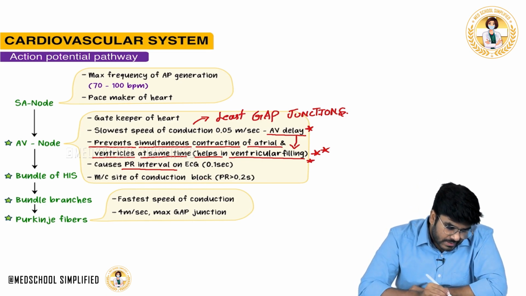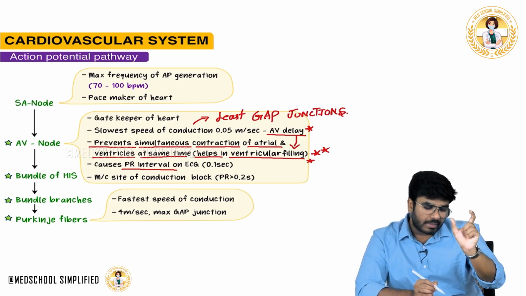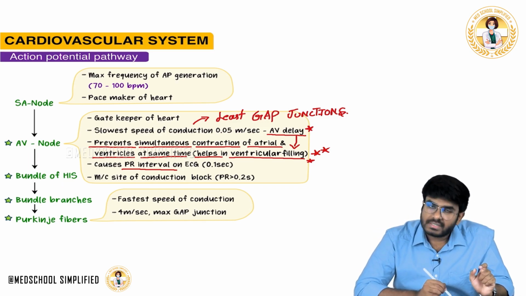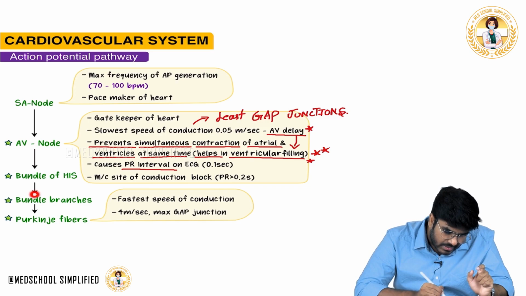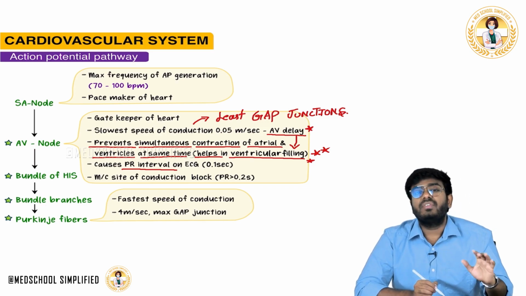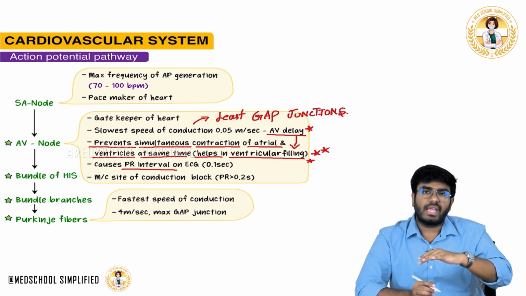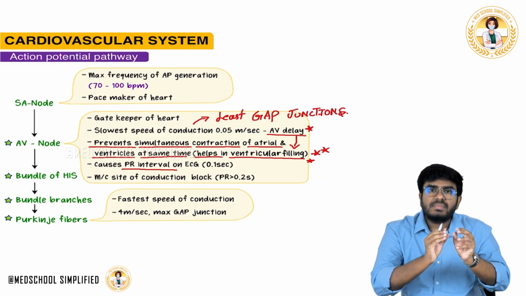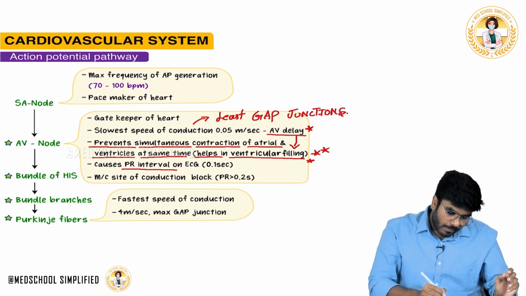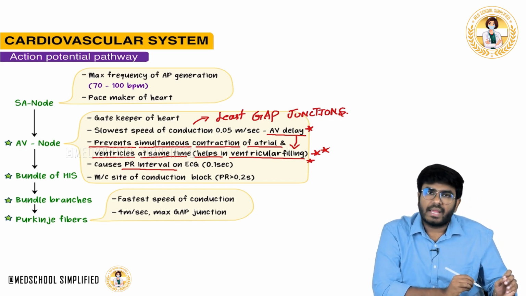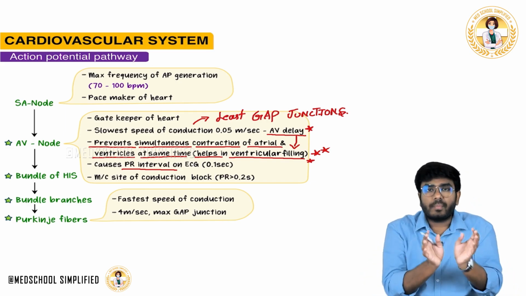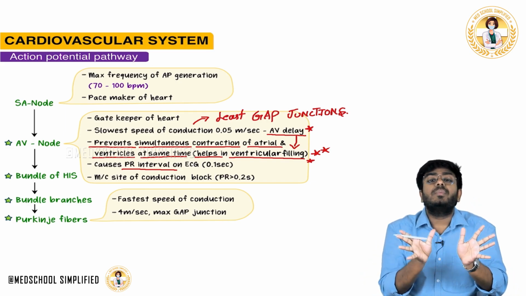Now after this, see the impulse, from the SA node, the impulse came to the AV node, and from the AV node, the impulse is coming down to the bundle of His. From the bundle of His, the impulse is going down to the bundle branches, left bundle branch and right bundle branch. We are having right ventricle and left ventricle, right? Now the impulse is splitting through the bundle branches. Now from the bundle branches, what is going to come? From the bundle branches, Purkinje fibers are going to come.